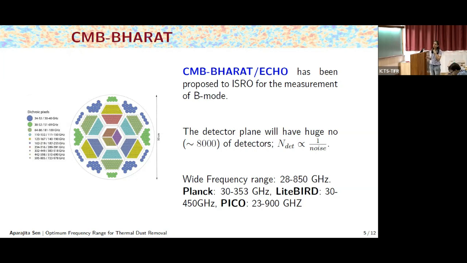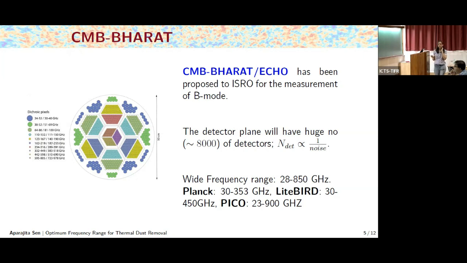It will have a wide frequency range from 28 to 850 gigahertz. For comparison, Planck observed the polarization sky from 30 to 350 gigahertz, and LiteBIRD is going to observe from 30 to 450 gigahertz. And PICO is one of the ambitious projects like CMB Bharat, and it will observe in the range of 23 to 900 gigahertz.